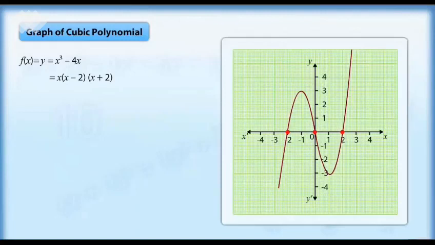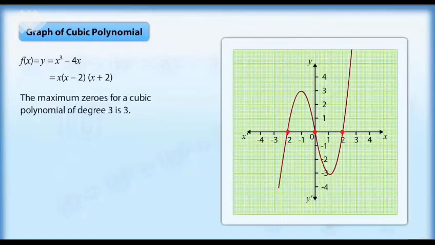Now, let's look at a cubic polynomial. f(x) = y = x³ - 4x. This is a polynomial of degree 3. So, what will the graph be like and what are the maximum zeros possible? Let's take a look at the graph. There are 3 x-intercepts. Therefore, the maximum zeros for a cubic polynomial of degree 3 is 3.